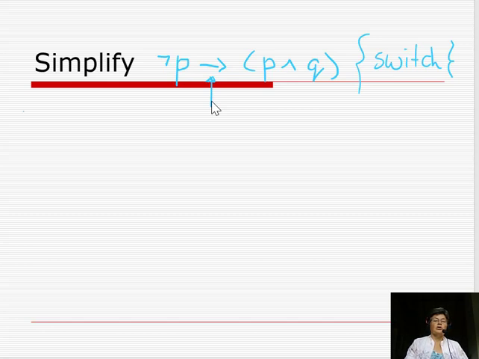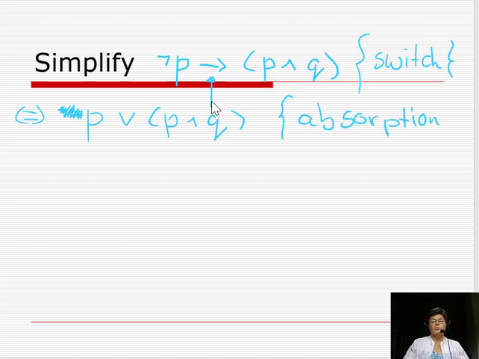So not P implies P and Q is equivalent with not not P, or P and Q. The double negation we erase immediately. So P, or, and the second part will just stay as is: P and Q. If we have P or (P and Q), hopefully you recognize absorption. If we use the absorption law, then this is equivalent with P. Done. That was an easy one.